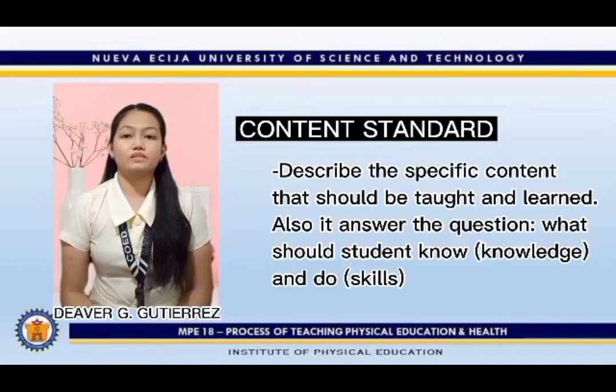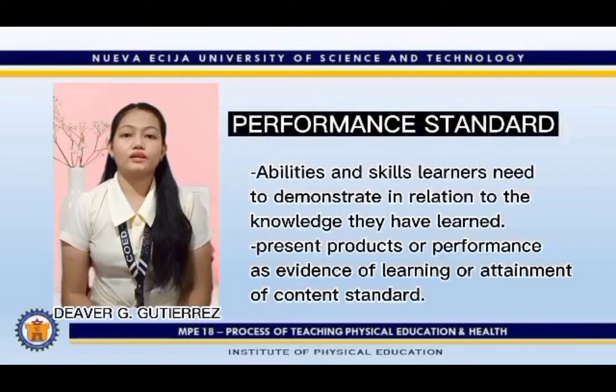To understand more what an objective is, here is the content standard. Content standard describes the specific content that should be taught and learned. Also, it answers the question, what should students know and do? For example, the topic is about Zumba, its history, and its health benefits. So the objective for the lesson is for students to discuss the history of Zumba and its health benefits. The content standard measures the knowledge of the students in the lesson. Second is performance standard. Abilities and skills learners need to demonstrate in relation to the knowledge they have learned.